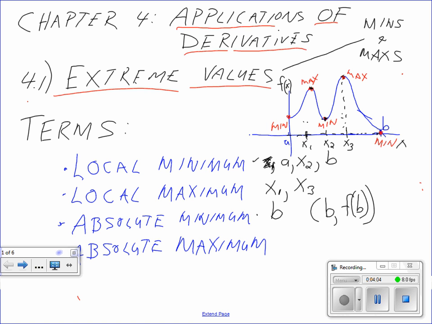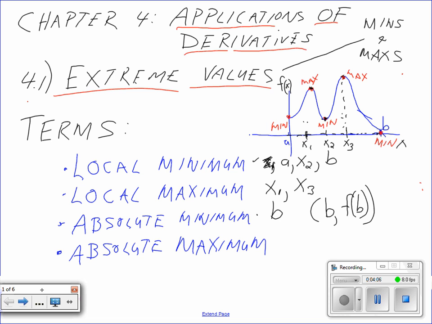Well, what about absolute maximum then? Which one is that? This max is certainly bigger than that max, right? It looks like x3. x3 is our absolute maximum, so at x3, the function f of x takes on its largest value. And if I turn that into a point, at x3, the function equals f of x3. I'll just write it down as such.